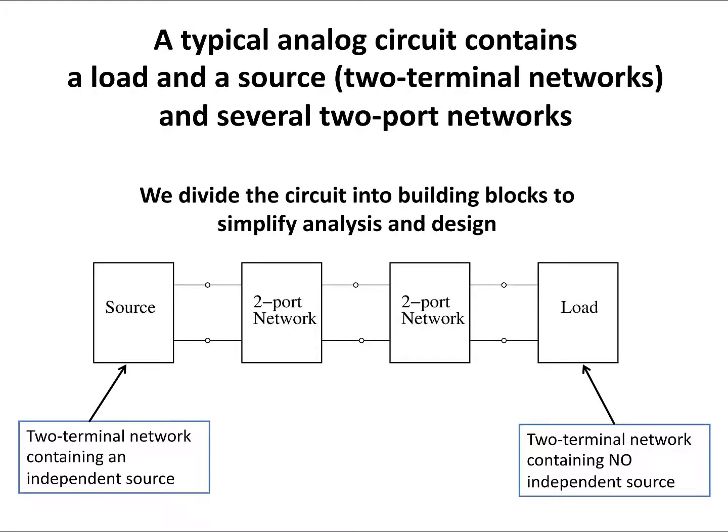At the beginning of this course, we talked about how dividing the circuit into building blocks can be used to simplify the analysis and design of complicated circuits. A typical analog circuit consists of a load and a source that are two-terminal devices and several two-port networks. Here, we would like to characterize the transistor amplifiers as building blocks of analog circuits.